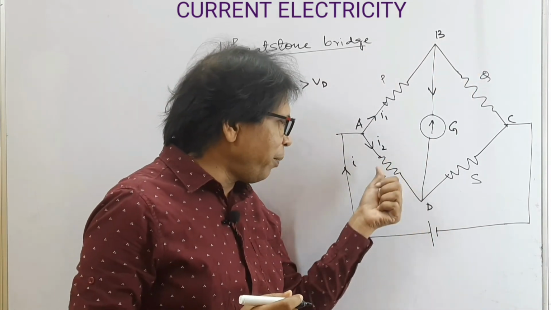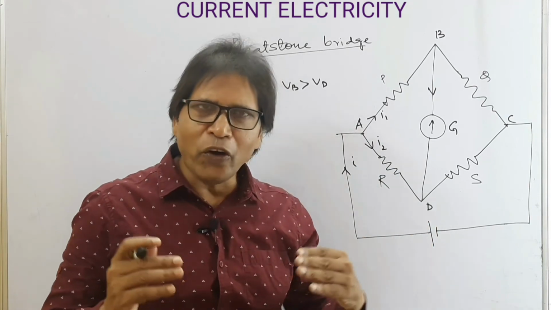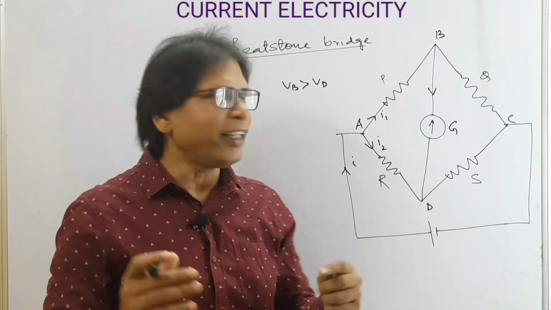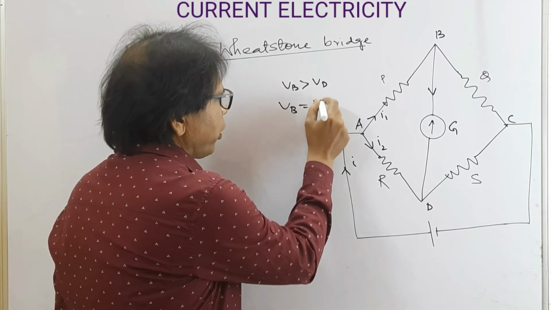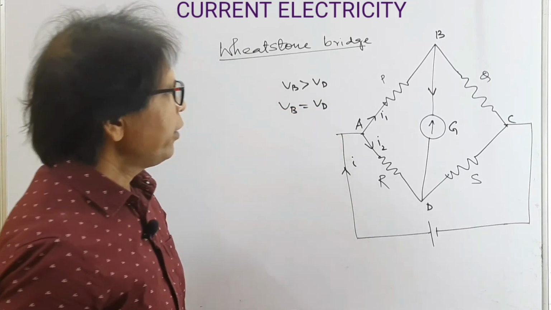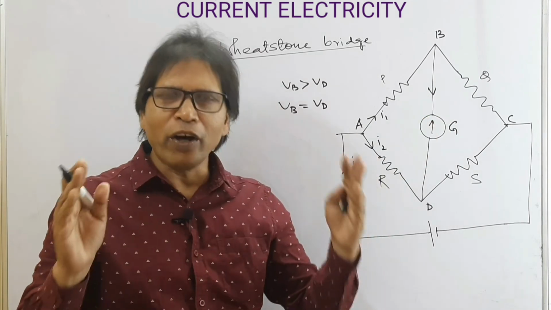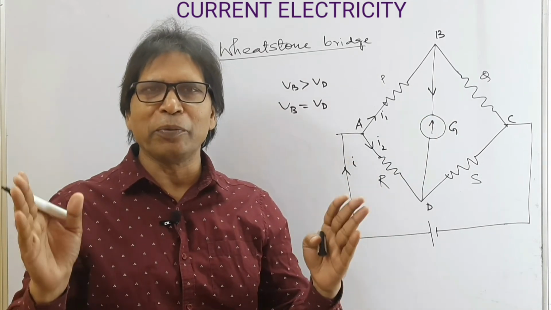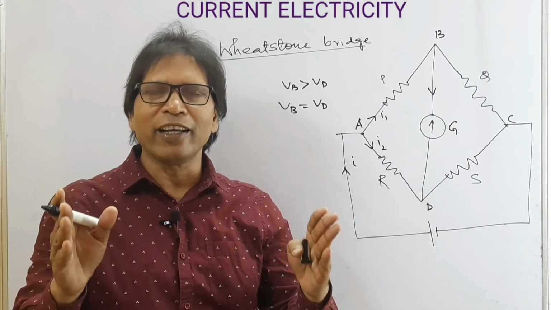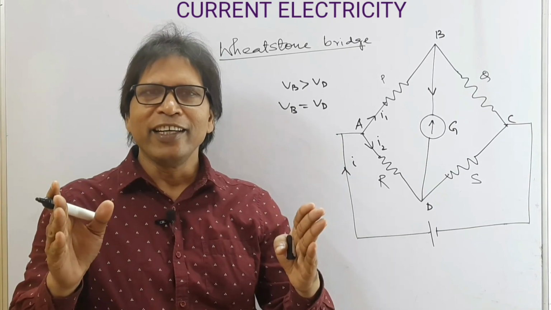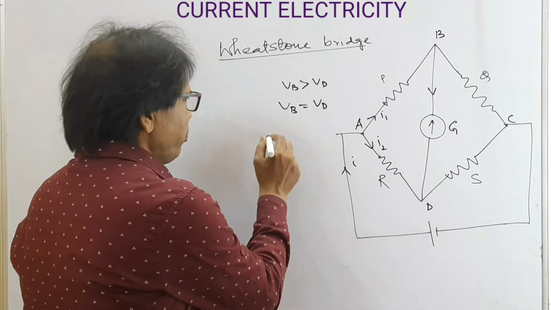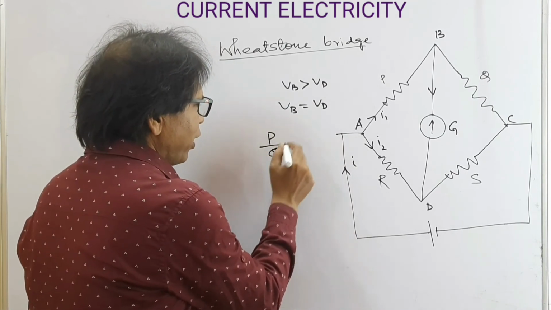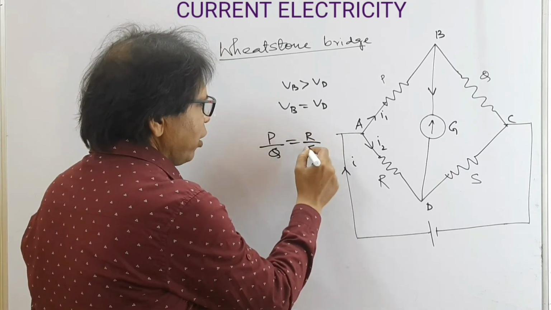Now the variable resistance is so adjusted such that the potential of B is equal to the potential of D. In this case, no current flows through the galvanometer. This is called null condition. In null condition, we have to prove P by Q equals R by S.